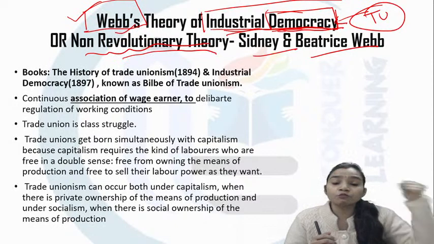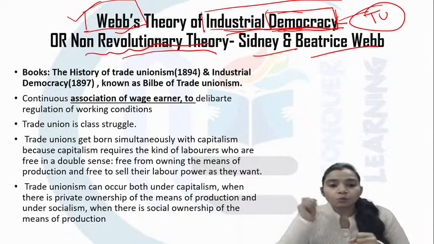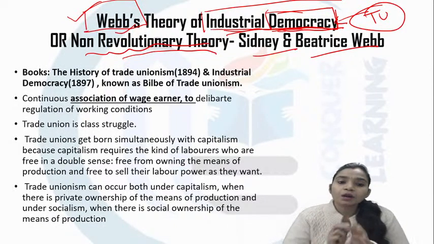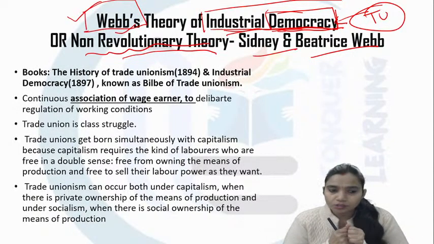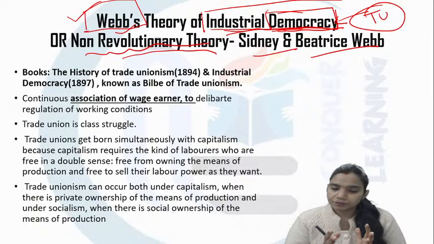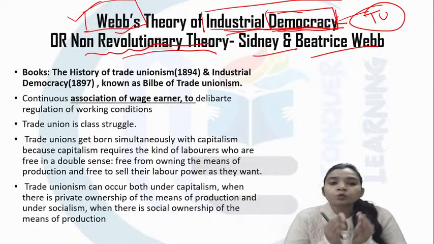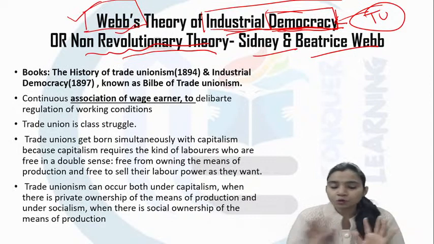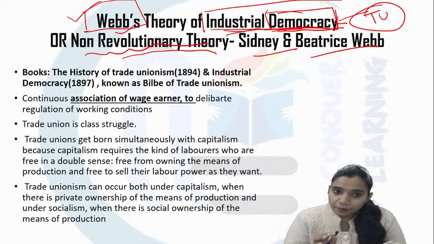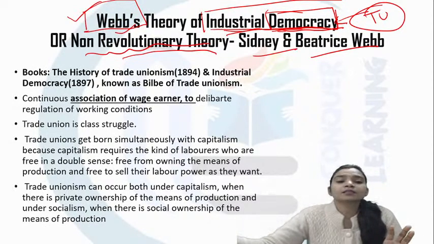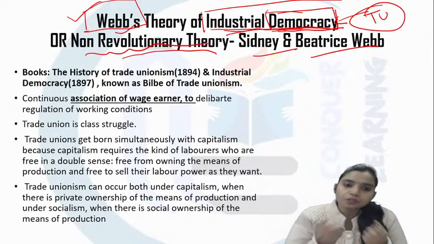When we say revolutionary, it means one who goes against the system, ones who fight to any extent to get their rights. They are revolutionary in nature, right? What are non-revolutionary people? Those who like to work in the system. They won't go against the system. So this theory is non-revolutionary. Webb said it's not important to go against the system. You can work for the employees within the system.